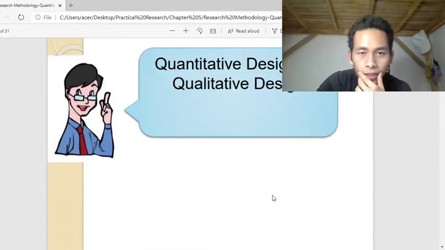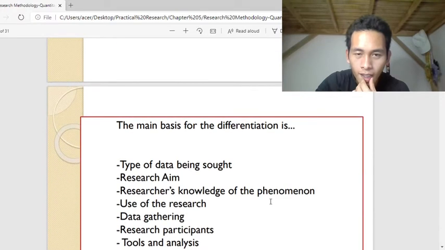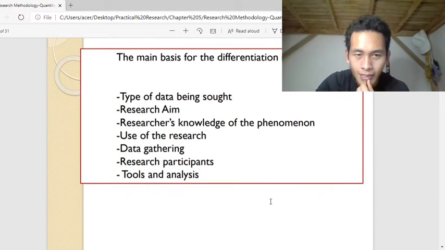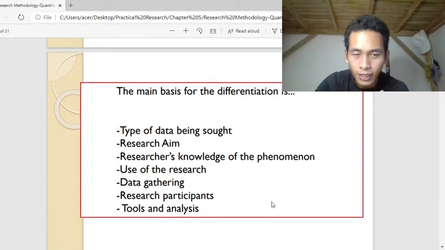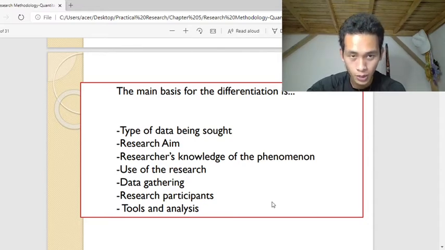Go back to the differences. So, si quanti and si quali, they differ as to the following, di ba? Basis. As to type of data, si quantitative, it will be gathering statistical, or it will be using numerical data, di ba? Numerical equivalent or statistical equivalent. Whereas si quali, descriptive data, more on description.